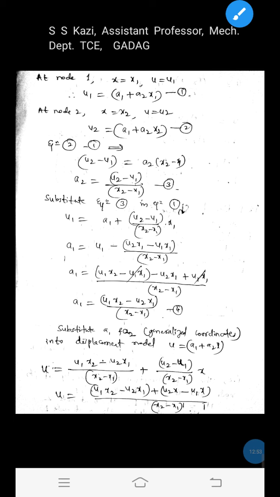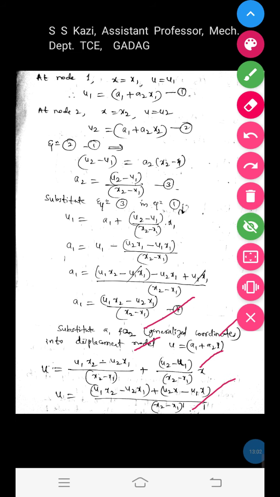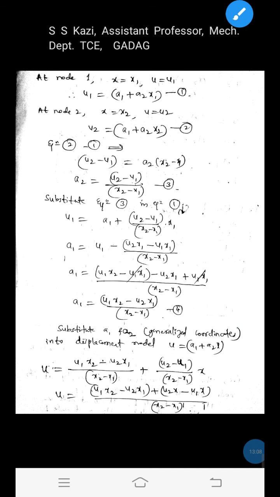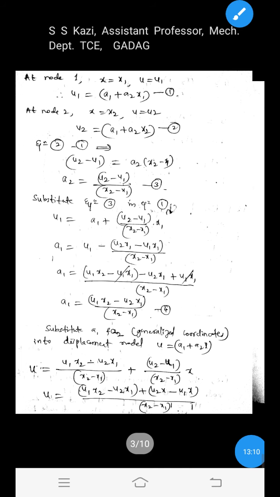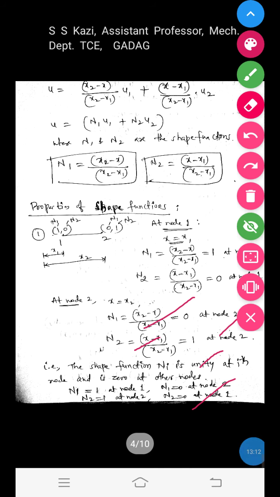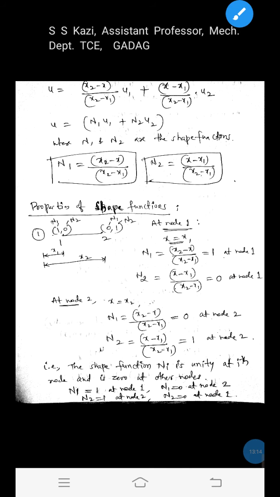Okay, if we substitute a1 and a2 into the displacement model a1 plus a2x, then after rearranging the terms and taking the common of u1 and u2, we will get u is equal to x2 minus x divided by x2 minus x1 into u1 plus x minus x1 divided by x2 minus x1 into u2.